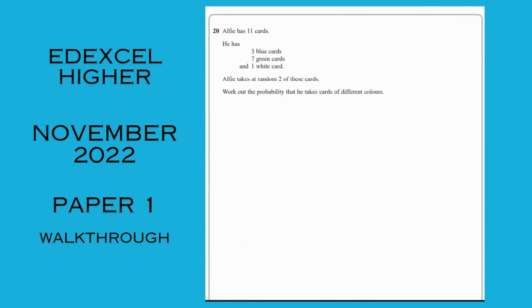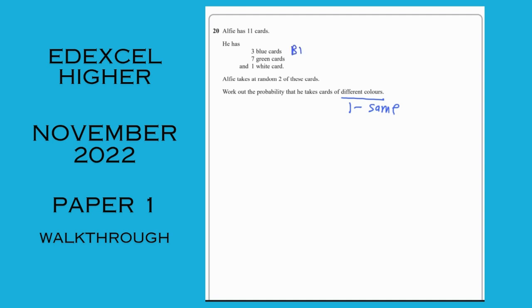Number 20. If you go for a probability tree, you're going to be there a long, long time. So, Alfie, etc., etc. He's taking 2 cards at random. Probability that he gets different colours. So you could go blue, green, blue, white. Takes ages. No. Chance of getting different colours is 1 minus you get the same colour. So let's just worry about probabilities of getting 2 cards the same.